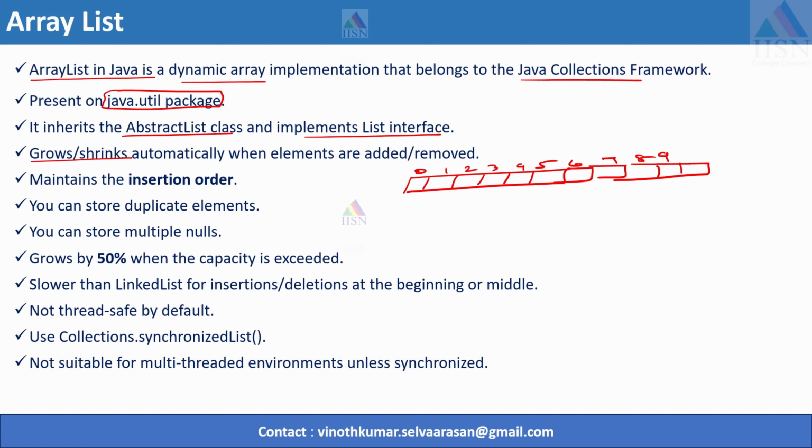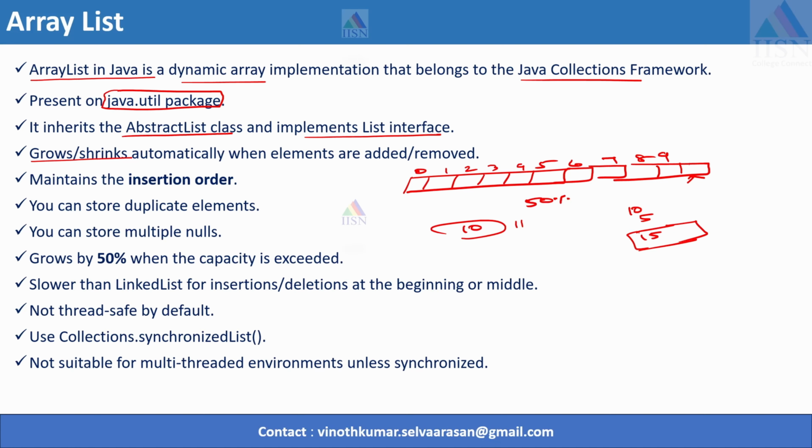When we insert the 11th data, the size of the ArrayList is increased by 50%. For example, 10 is the default size, so when we insert the 11th data, the array is incremented by 50%. That is, 50% of 10 is 5, so the new array size created is 15. In that size, all your data is inserted. That is how it grows and shrinks automatically.